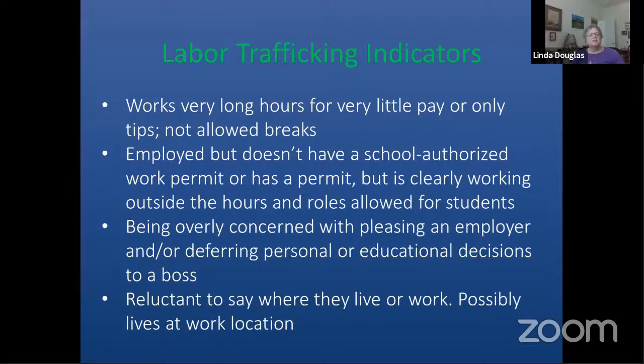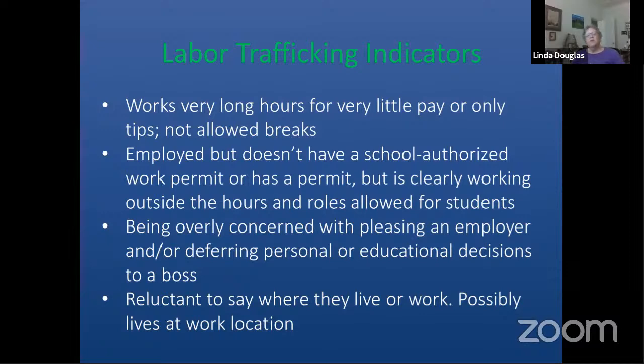Then there's also some indicators that show this teen is being trafficked for labor. They're working very long hours, and so that's where you'll see that tiredness, and they're getting very little pay, or they're only getting tips, and that they're not allowed breaks. And teenagers don't always know what the laws are in regards to labor, so they may be talking about this, and that will give you a hint as to what's going on.